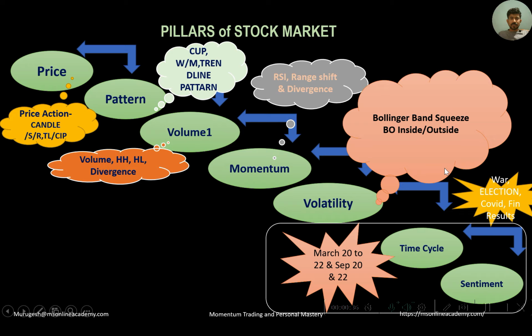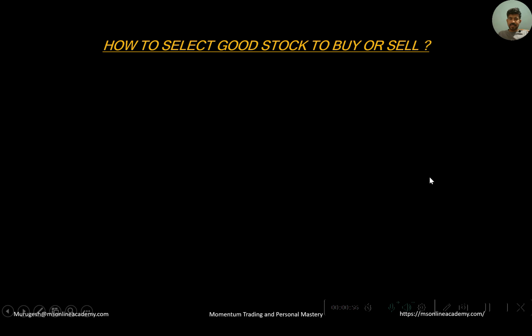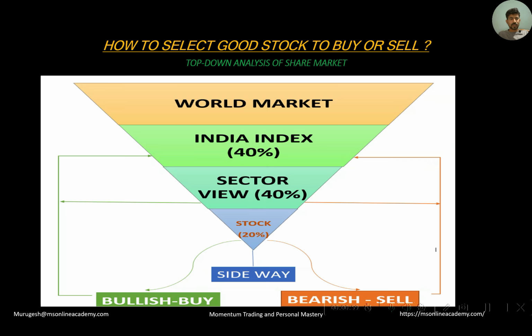Okay, if you are a TUT, the Ultimate Trader course trainee, then in stage one we go through all the pillars of the stock market: price, pattern, volume, momentum, and volatility. After that, in stage two, we select a good stock using the top-down approach. Top-down approach means we analyze the world market, Indian market, and sector, and from the top sector we choose the sectoral stock. This is the approach we follow, and we find very good stocks.